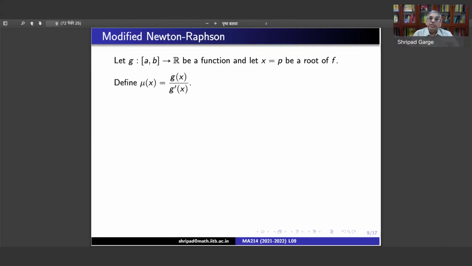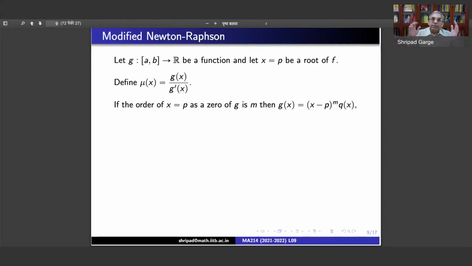Then we define this new function, which is g(x) upon g'(x), g(x) divided by g'(x). It's a new function, and what does it do? If the multiplicity of x equal to p as a 0 of g, which is also called the order of the zero, is m, then g(x) will be (x - p)^m into q(x), and this q(x) has the property that it is not 0 at p.